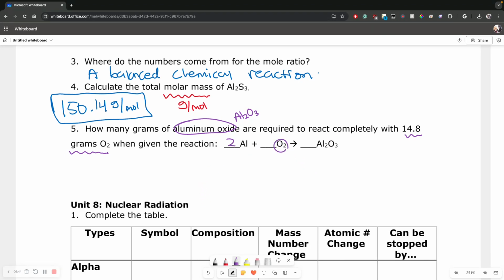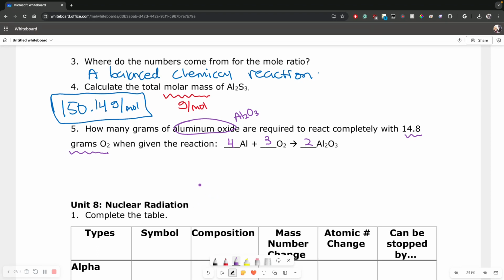How many oxygens do we have on here, and how many do we have here? 2 on the left hand side and 3 on the right hand side. They're not even numbers, so you have to multiply them by each other. 2 times 3 is 6. 3 times 2 is 6. This, however, changes the amount of aluminum. 2 times 2 is 4, so that number there needs to be a 4, and now we are balanced.